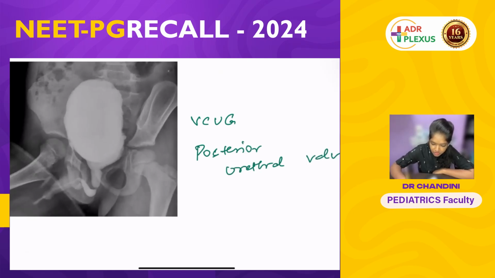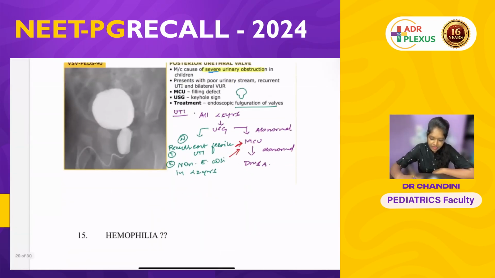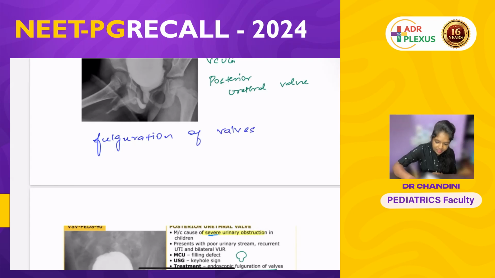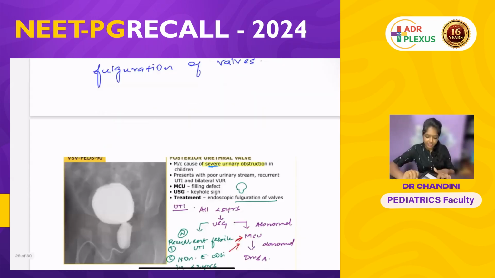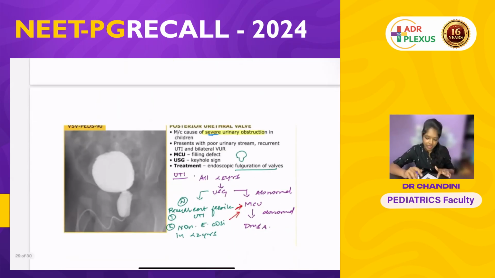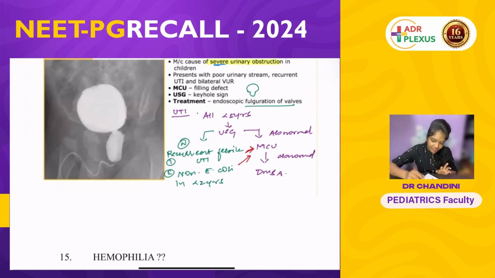What is the recommended treatment in case of posterior urethral valve? You have to go for surgery, so you will go for fulguration of the valves. That is the answer. The valves have to be destroyed, or else they can cause chronic infections, recurrent urinary tract infections, VUR and all. Endoscopic fulguration of the valve is the treatment of choice. You will see a filling defect in the micturating cystourethrogram and the ultrasound will show a keyhole sign.